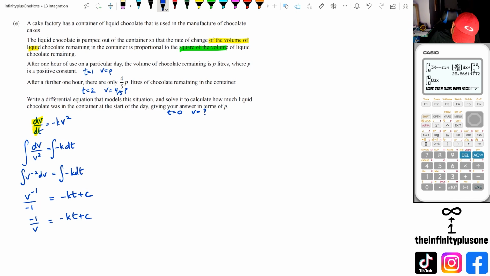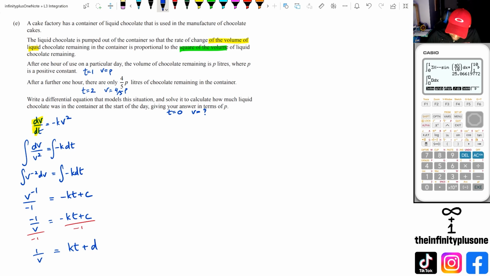Let's think about it like this. I want to divide the whole thing by negative 1 and divide this by negative 1 as well. When I do that, the negatives cancel each other out, so I'm going to get 1 over V equals kt plus, now in the answer schedule they actually changed this to d because of the negative 1, but again I don't think it matters as much, but you can change it to d if you want. And again, I'll show you my other working just to show you how I came about with this.